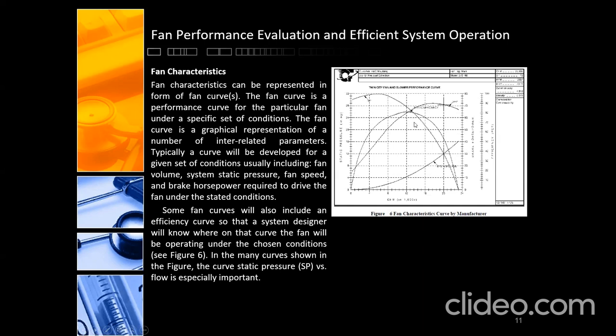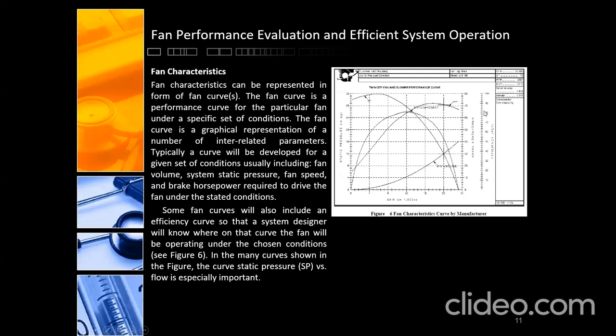Ito naman is yung fan curve. Static pressure and the CFM. The fan curve is a performance curve for the particular fan under a specific set of conditions. The fan curve is a graphical representation of a number of interrelated parameters. Thus, typically a curve will be developed for a given set of conditions, usually including the fan volume, system static pressure, fan speed, and brake horsepower required to drive the fan under stated conditions. So, ito yung SP is the static pressure. Tapos, BHP. Ayan, brake horsepower. Static efficiency, itong inverted parabola.